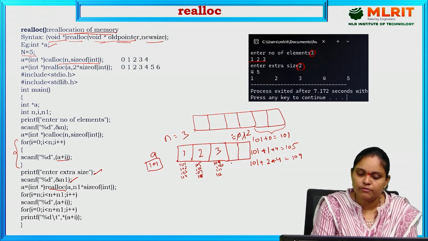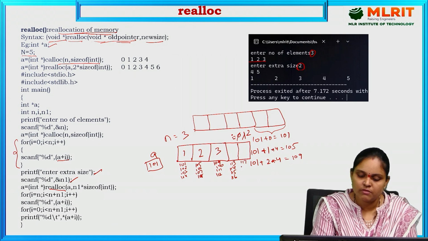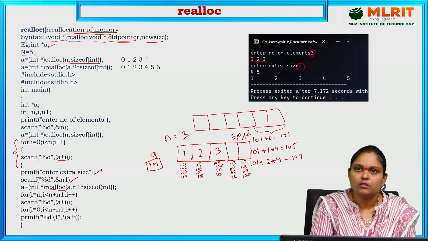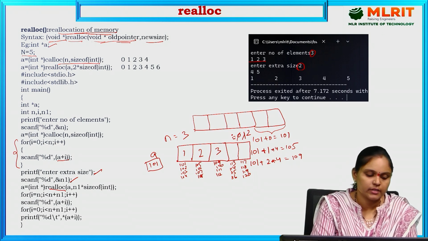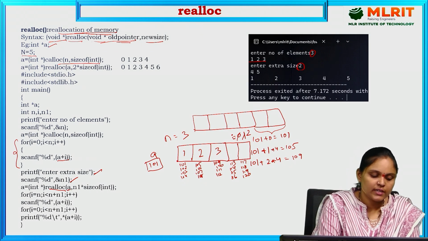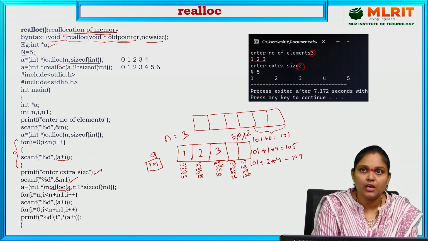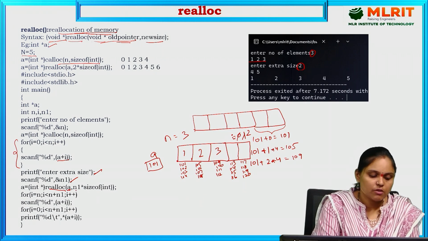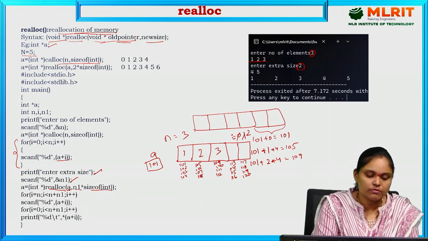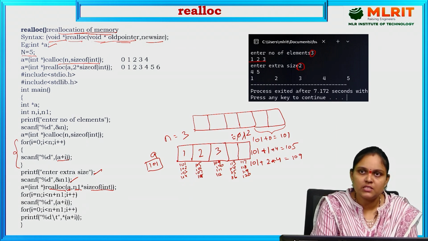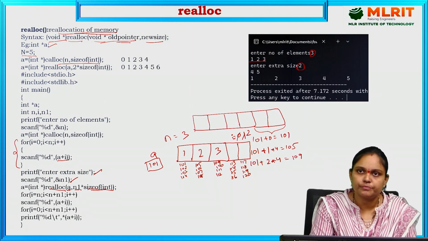So starting from 113, 114, 115, 116, and next 117, 118, 119, and 120. So for each of the 2 blocks that we are getting allocated, 4 bytes of memory is getting allocated. So here, see here, we need to reallocate that memory in the A pointer, next to this. And for how many elements? n1 into size of int, here n1 is 2. So for 2 elements, the size of the int is 4 bytes. So 4 bytes of memory should get allocated for each of the 2 elements.